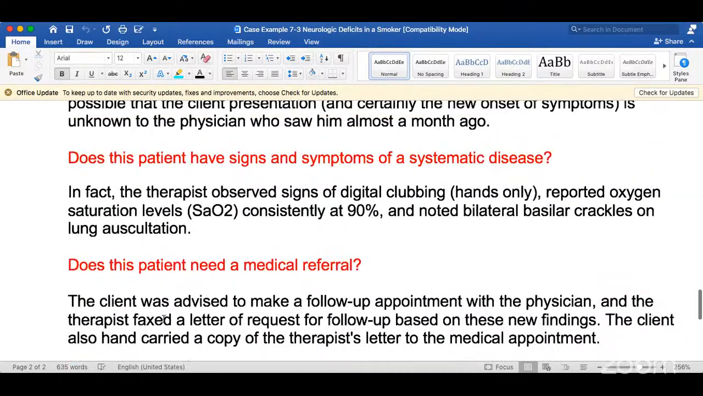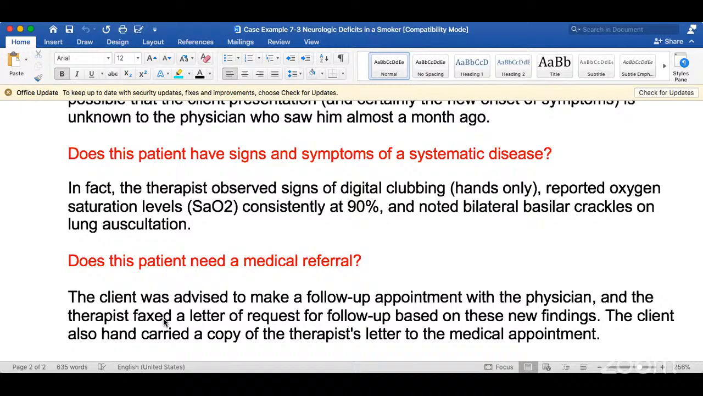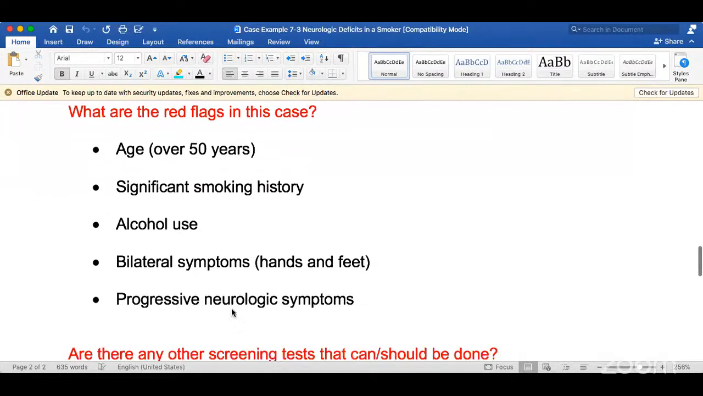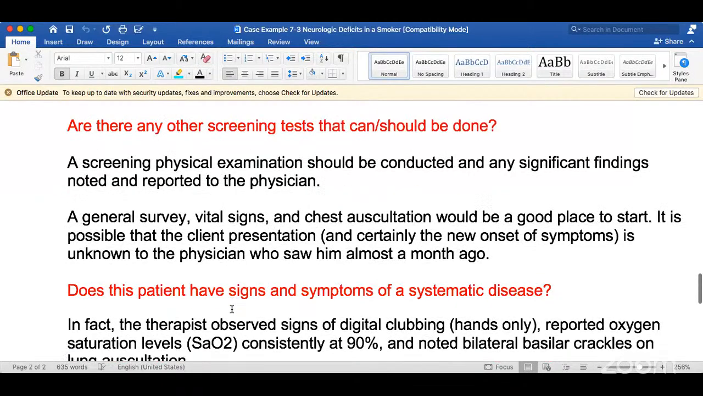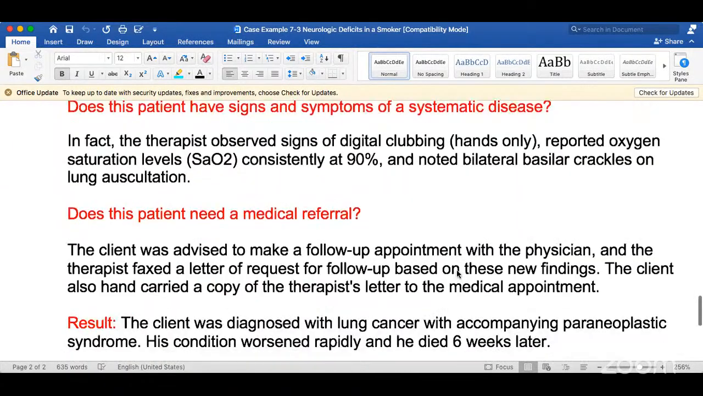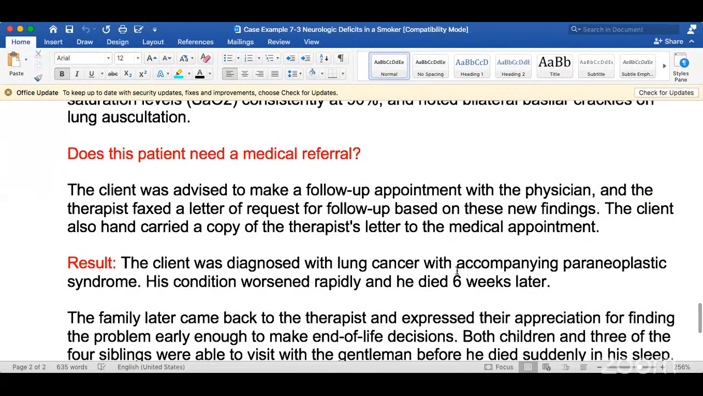Okay. So now that question, does the patient need a medical referral? I think it's straightforward. I will say yes because of this first answer. There is a red flag. Whenever there is a red flag, there is need to quickly refer. Why else does the patient need a referral? This question asks, does this patient have signs and symptoms of a systemic disease? The answer also was yes, because of those signs. And therefore, it's a case of referral. What this means is that the physiotherapist observed this and referred. And the result was that a diagnosis of lung cancer was made.